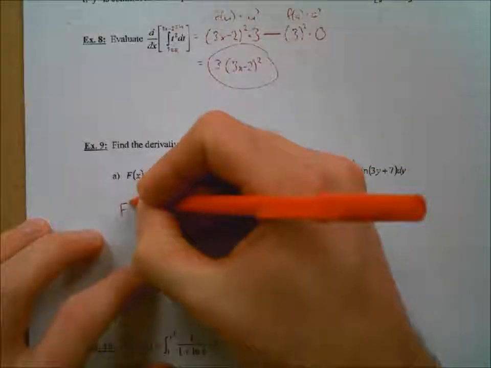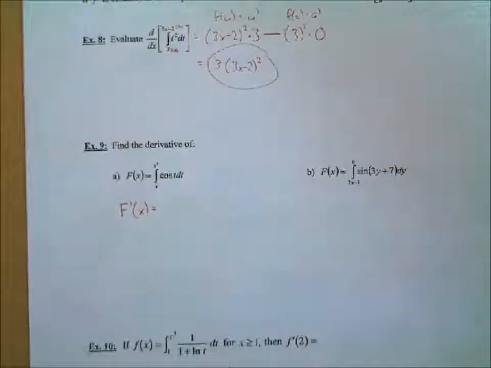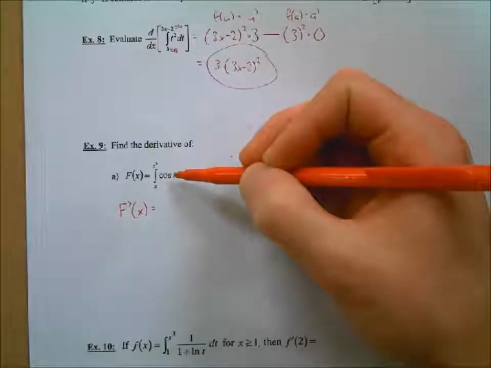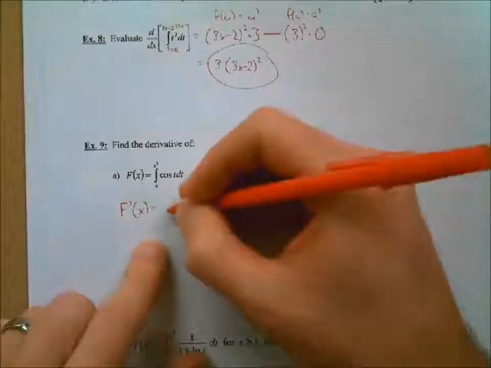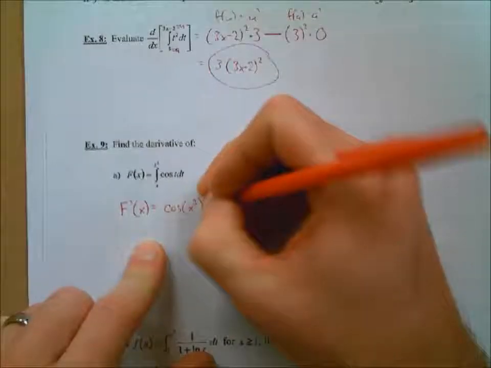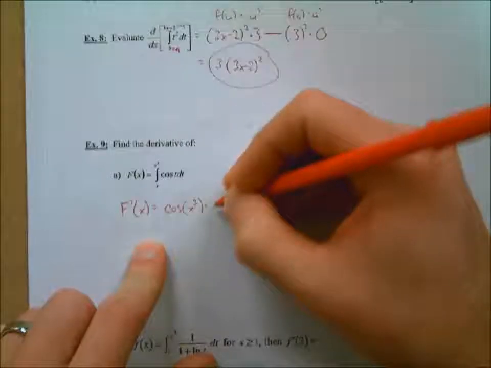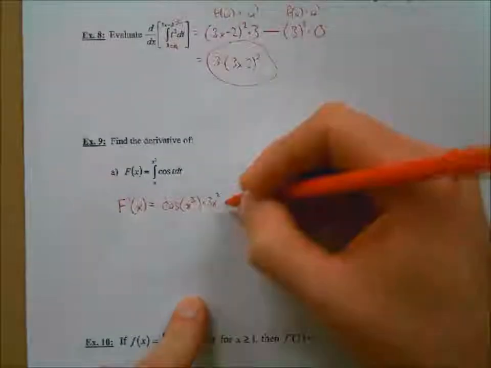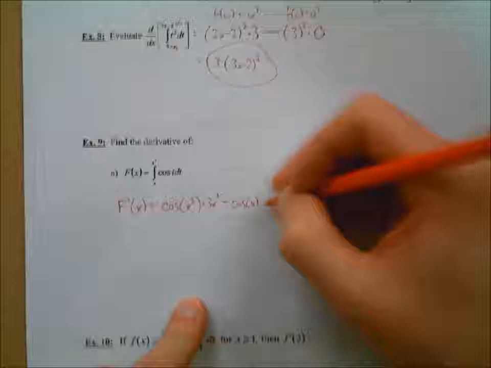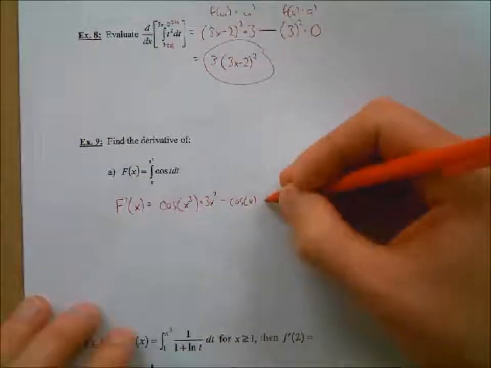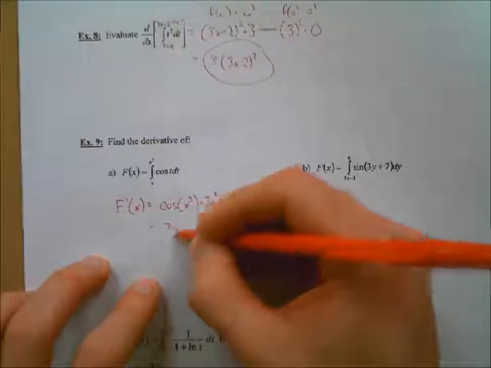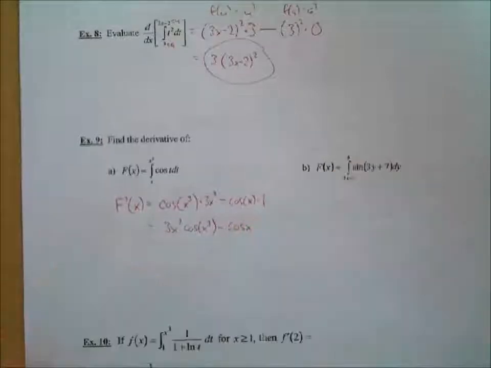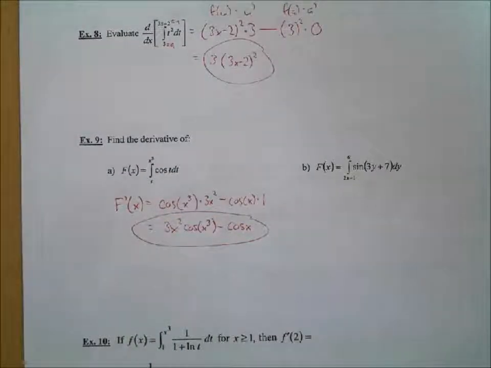So capital F prime of x equals, so we're taking the derivative of an integral. Second fundamental theorem of calculus. That's what we're going to use here. So we just have cosine of the upper limit, times the u prime, or the derivative of the upper limit, so 3x squared, minus cosine of the lower limit times the derivative of it. And what's the derivative of x? 1. So we end up with 3x squared cosine of x cubed minus cosine x. And that's our derivative.